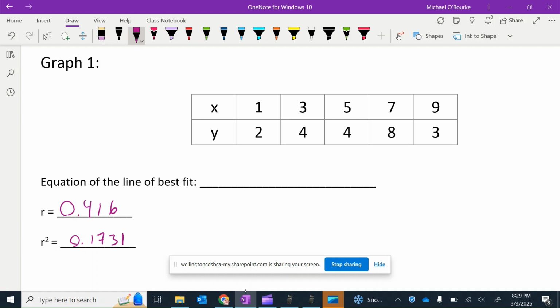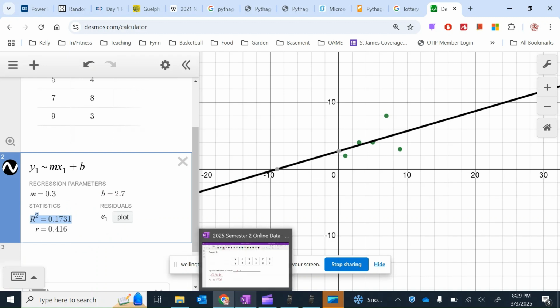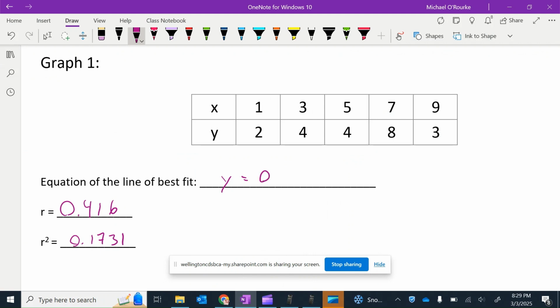And we write down this equation of a line: y equals, if you look, it gives us our m values, 0.3 and 2.7. So 0.3x plus 2.7. If we remember back to grade 9 and grade 10 math, that's your slope, how fast it goes up and down, and that's our start, or y-intercept.